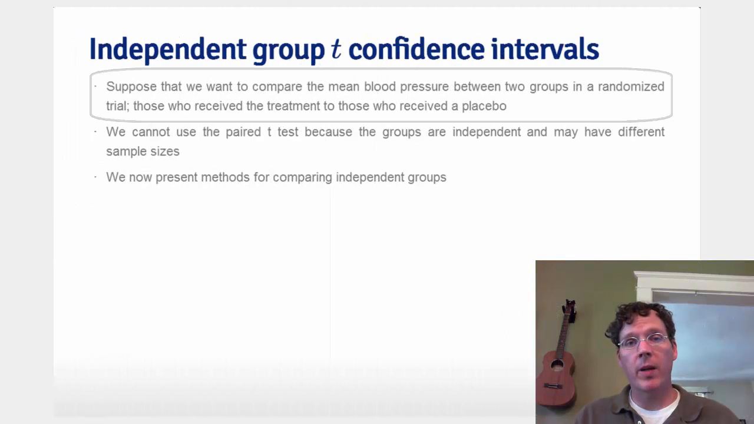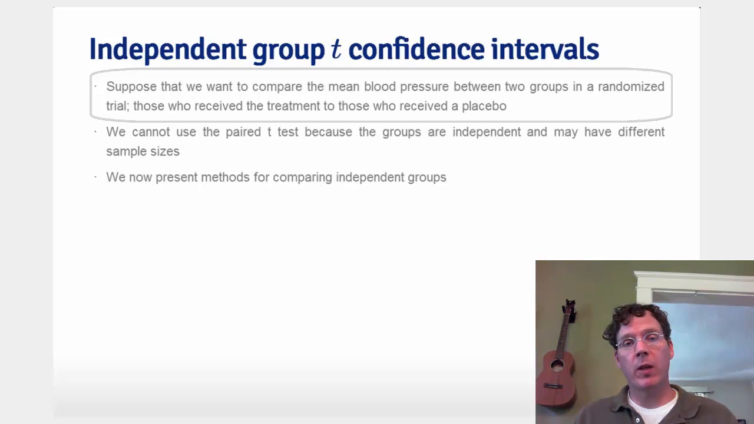Suppose that we want to compare the mean blood pressure between 2 groups in a randomized trial, those who received the treatment and those who received a placebo. This is not unlike so-called A/B testing, which is the language used most often in data science. Whether in A/B testing or in a randomized trial, you are performing the randomization in order to balance unobserved covariates that may contaminate your results.